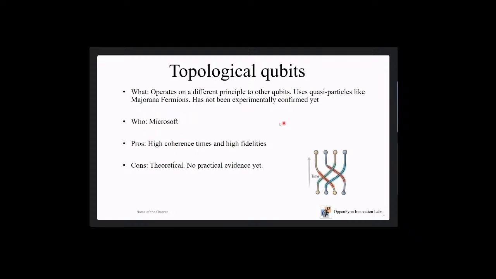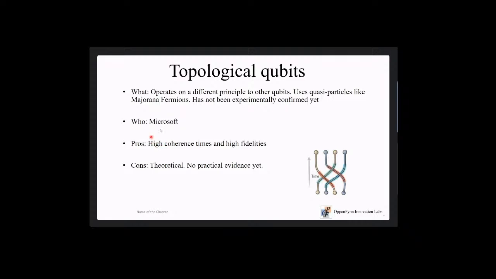Another way is topological qubits. Again, not going into much of the details, but it uses quasi-particles like Majorana fermions. The biggest problem with this technology is that these Majorana fermions are predicted theoretically, but they have not been observed experimentally yet. A big name like Microsoft is currently pursuing it.